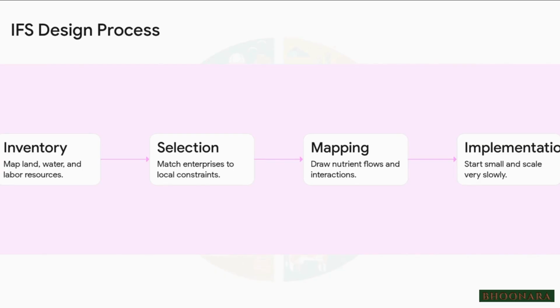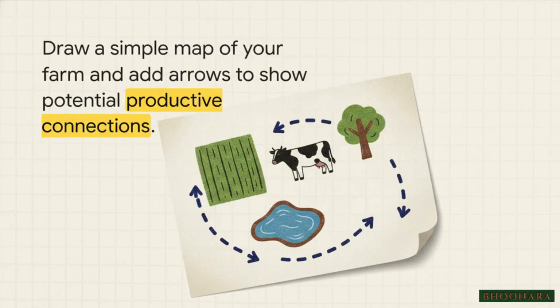And Step 4, and honestly, we can't stress this enough, phased implementation. Do not try to implement all of this at once. Start small with 2 or 3 complementary enterprises. Build the connections, let the system stabilize, and then scale slowly so you don't overwhelm your management capacity or your wallet. I want to leave you with a specific, really empowering exercise to try this week.